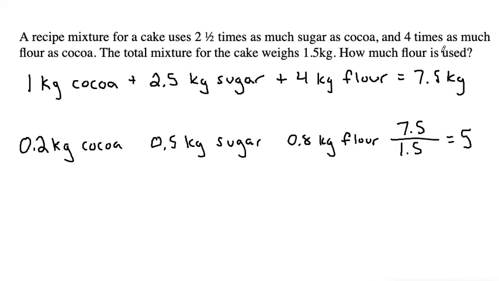The question is asking how much flour is used, so the 0.8 kilograms of flour would be our answer. We could also check to make sure our total mixture ends up weighing what we wanted. If we add 0.2 and 0.5 and 0.8, I get that to equal 1.5. So it does equal the total mass that we wanted it to weigh.